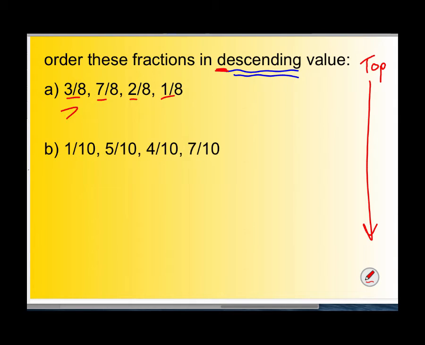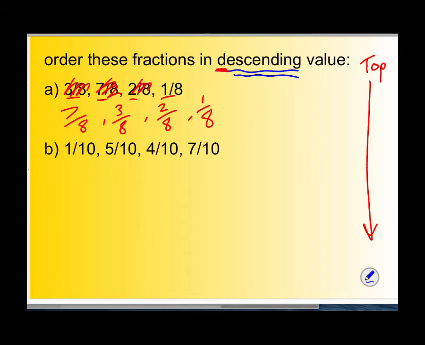Right, well, it should have been 7/8. I hope that you did that. Let's cross that out. Which one is the next highest? So we're going down now. After 7/8, you've got, can you tell me? 3/8. Great. After 3/8, you've got, can you tell me? 2/8. After 2/8, you've got, can you tell me? 1/8.